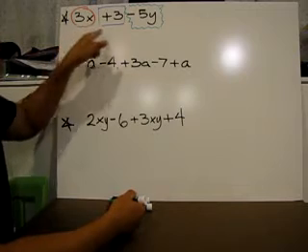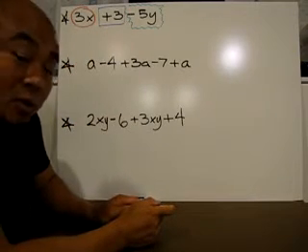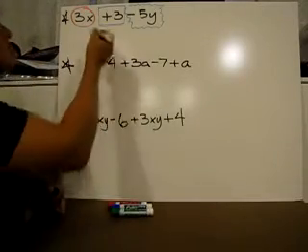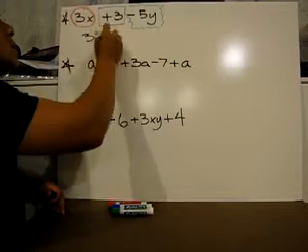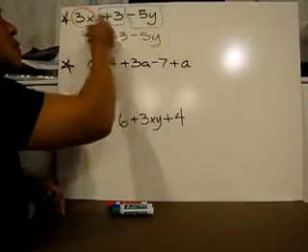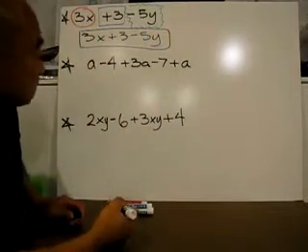Now what you notice in this one is there are 3 different terms, so nothing that you could combine, which means the answer is still just 3x plus 3 minus 5y. That is your answer for this. You cannot combine them, there's no simplifying.